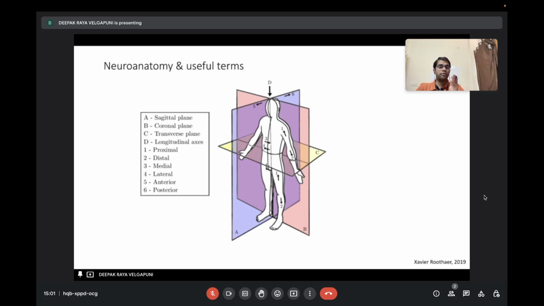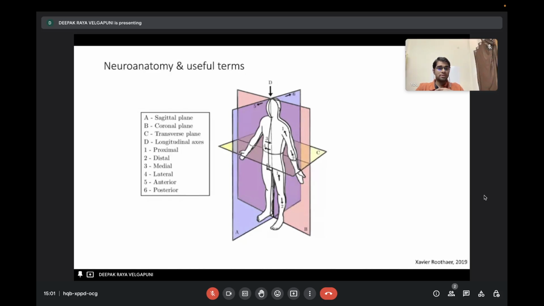Have you heard of the star sign called Sagittarius? It's like a bow and arrow thing. It's like slicing something into two halves. So here you're slicing the human body into two halves, the left and right half, and this plane is called the sagittal plane.